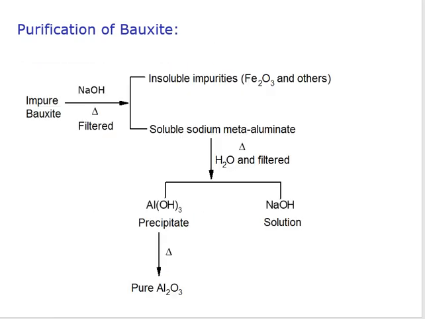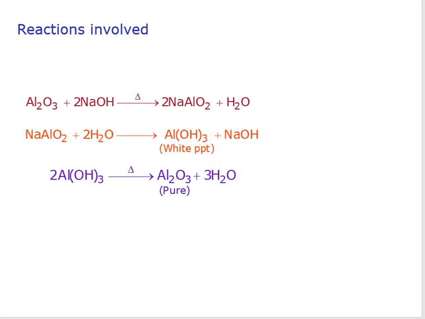That is the flow chart. Impure bauxite is treated with NaOH and filtered. The insoluble impurities are separated out, and the soluble sodium metaluminate is heated with water, then filtered. We obtain the precipitate of aluminium hydroxide. Again it is heated, and then it forms alumina. So that is the first step, the purification of bauxite.